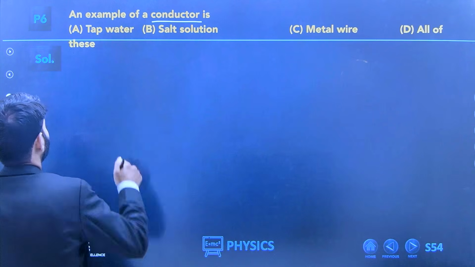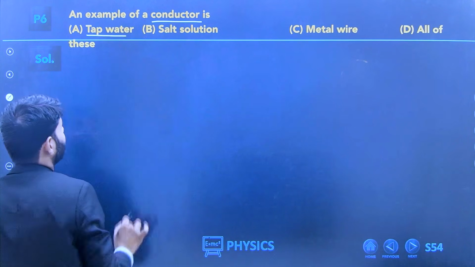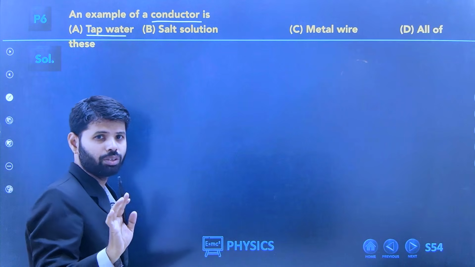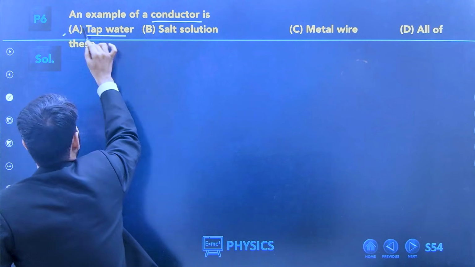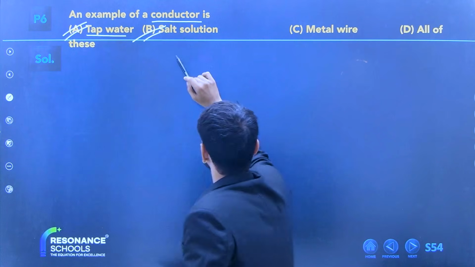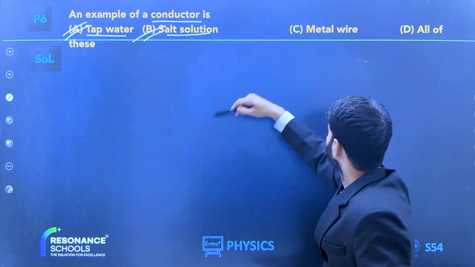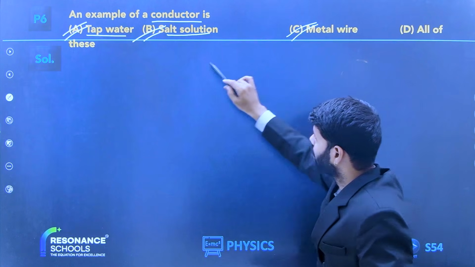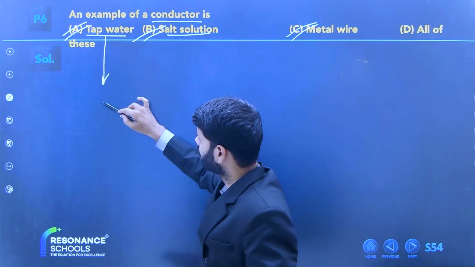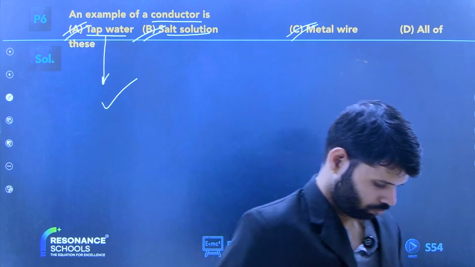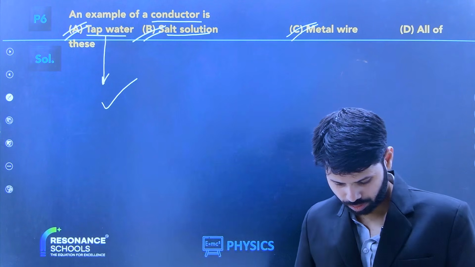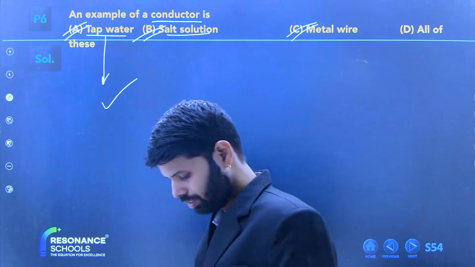Okay, tell me. See, tap water does not have salt in it, so it does not conduct electricity. Oh wait. Salt water can conduct. So salt solution can also conduct. Metal wire is also a conductor. Now tell me why tap water can conduct electricity.